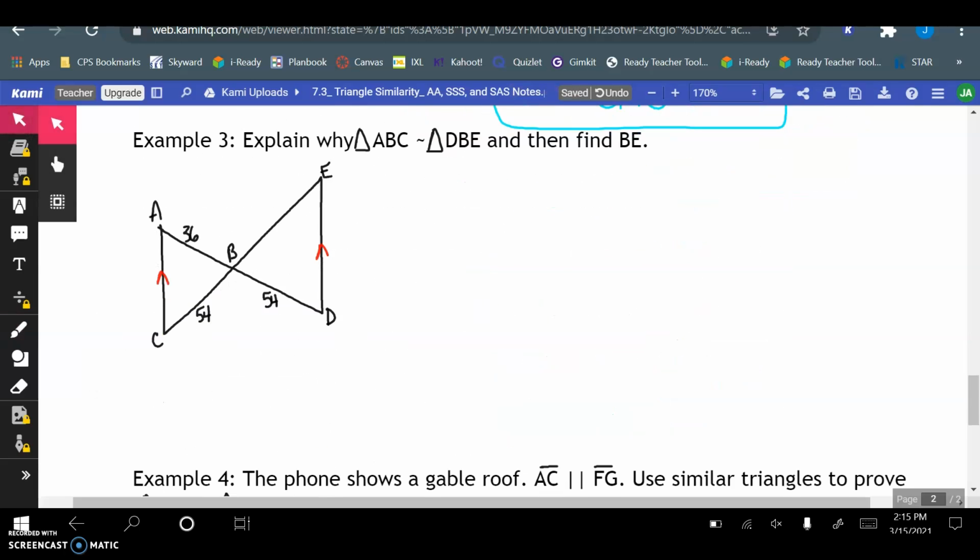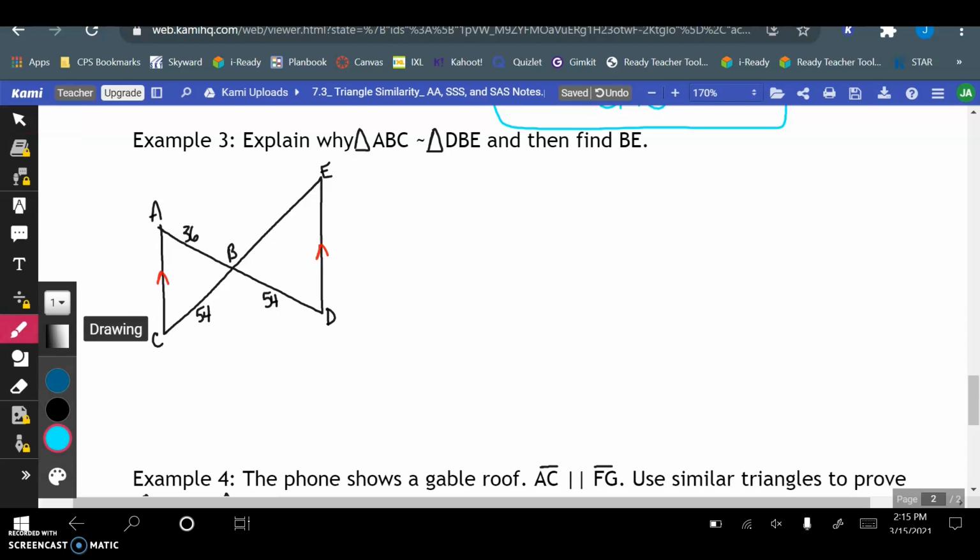For example 3, we need to explain why triangle ABC is similar to triangle DBE and then find the length of BE. So this angle right now is vertical angles, and vertical angles are the same. So we know that angle B is the same. And we need to compare the two sides.